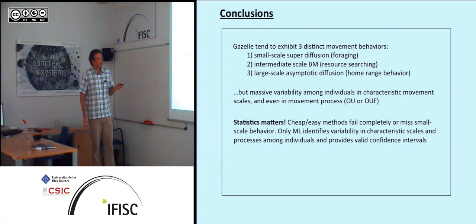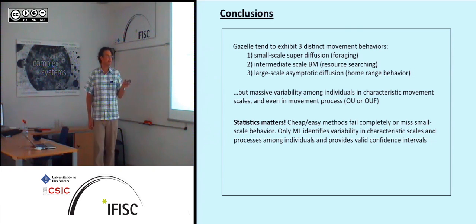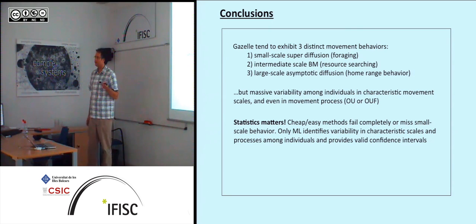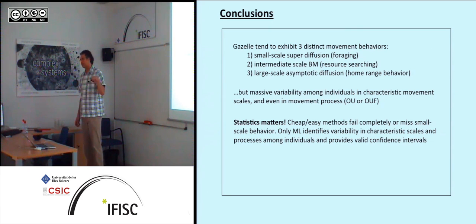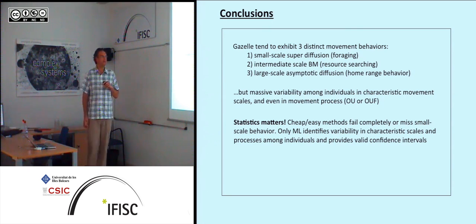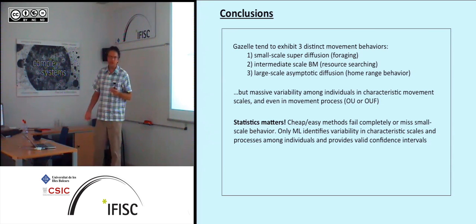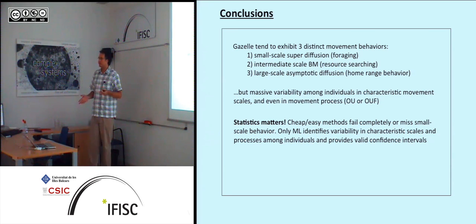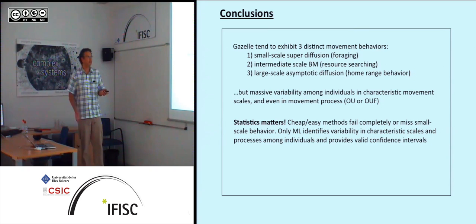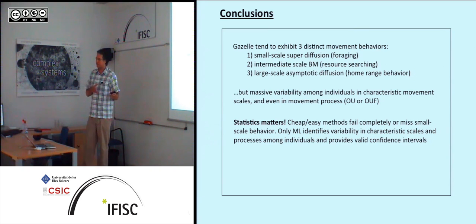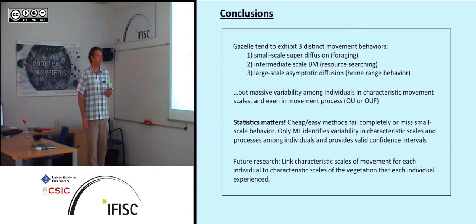And this is the point that, if you take home one thing from this talk, I want it to be this: statistics matters. Doing this the right way statistically and paying attention to the connection between the models and the data makes a huge difference when you have data like this. If we had done the cheap and easy thing, we would have missed a big part of the movement behavior and we would have learned nothing new from all the effort that went into studying these guys. Getting the statistics right and getting the modeling right together is what it takes to do this correctly and to learn new things from these kinds of data sets.